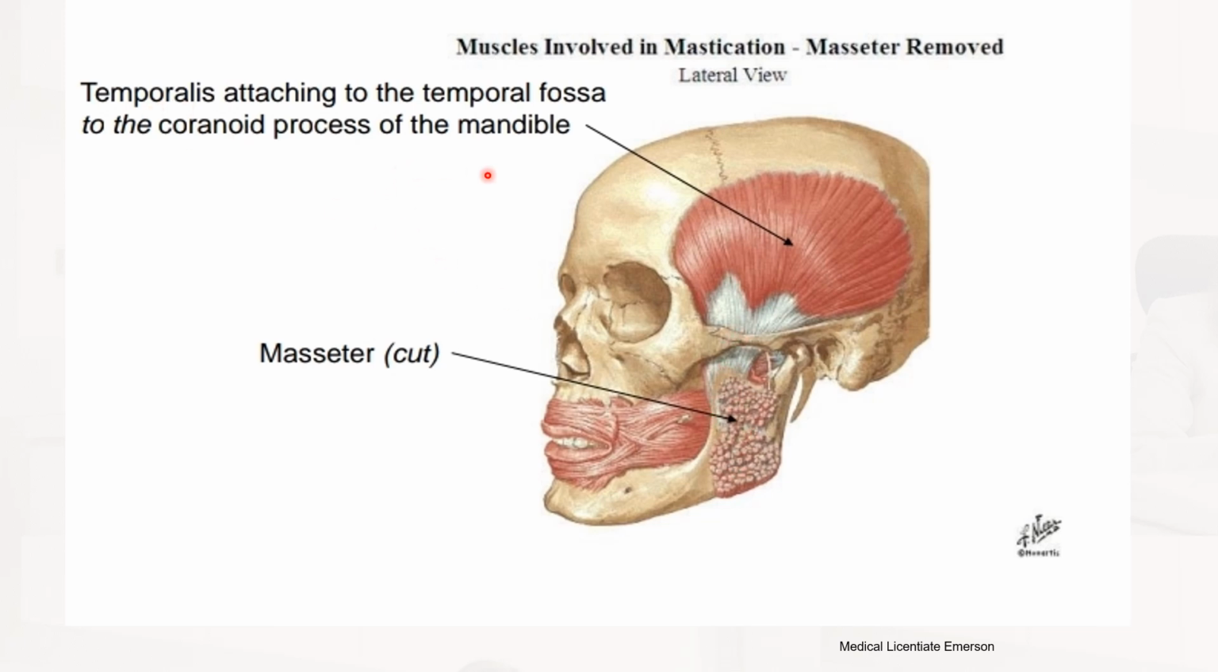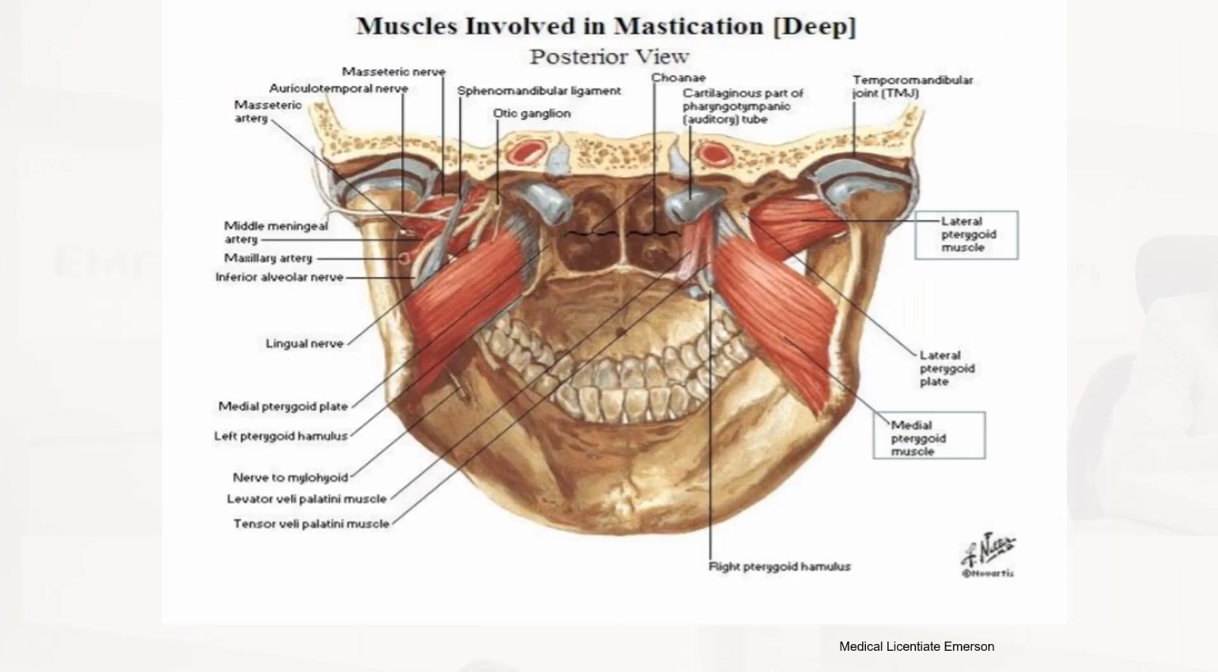So you have the temporalis attaching to the temporal fossa and the coronoid process of the mandible. Since we have removed the masseter, that's where it's going to attach from. But if the masseter was here, it would have been on top, on the mandible, and it even goes on top here. Okay, so I think we can move.